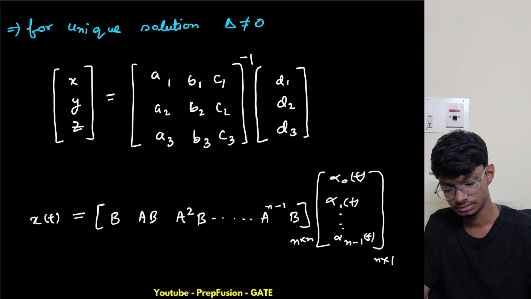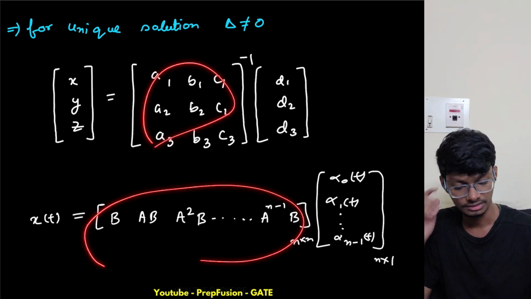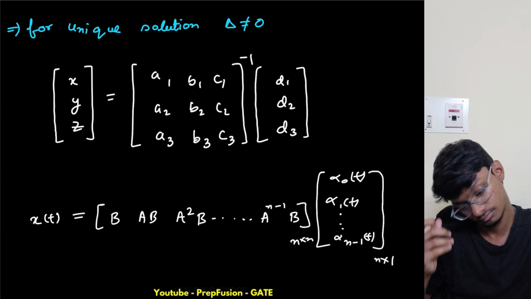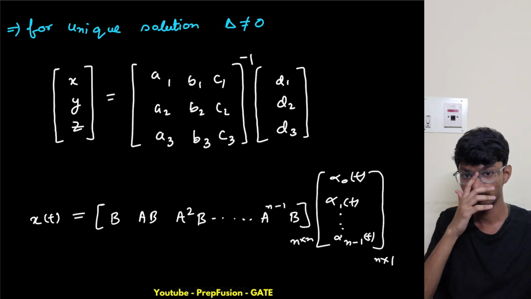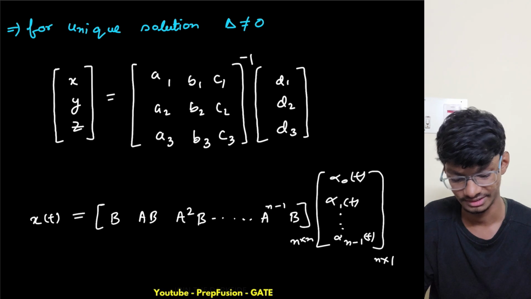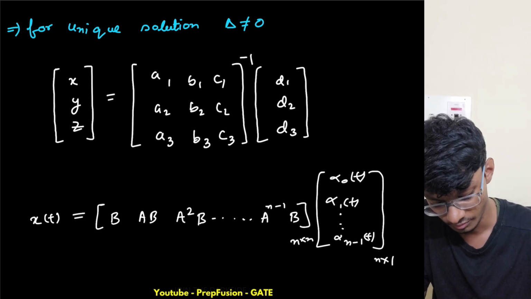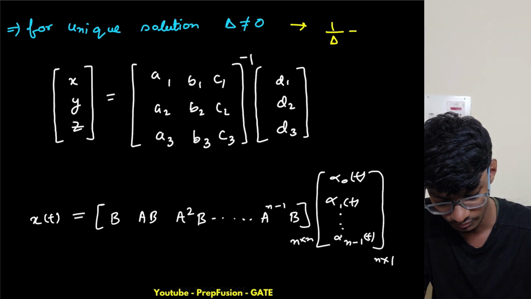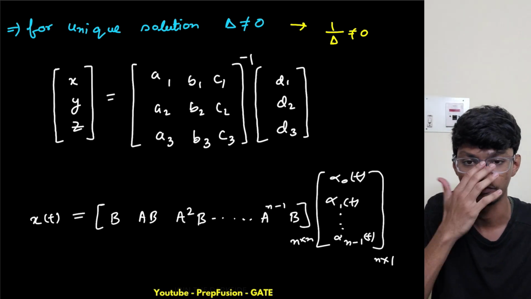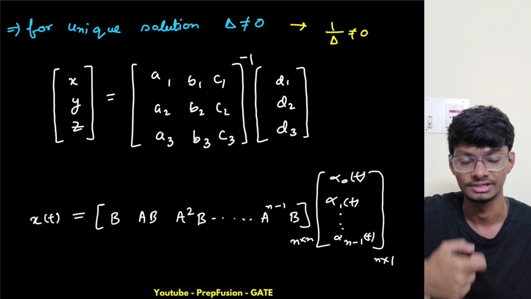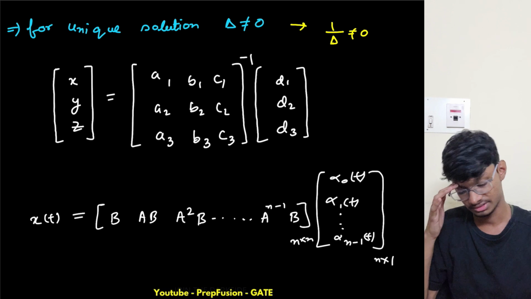So what do I see? These and these are similar. If delta is not equal to 0, then 1 over delta should also be not equal to 0. So 1 over delta will also be not equal to 0, because this delta is finite. Obviously its reciprocal will also be finite. So that is the basic thing.